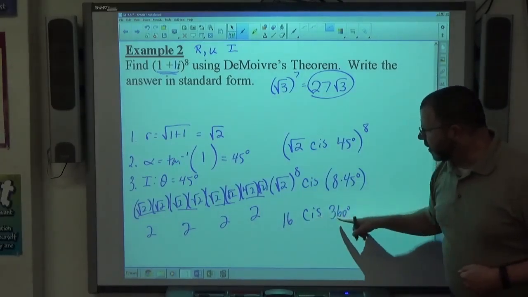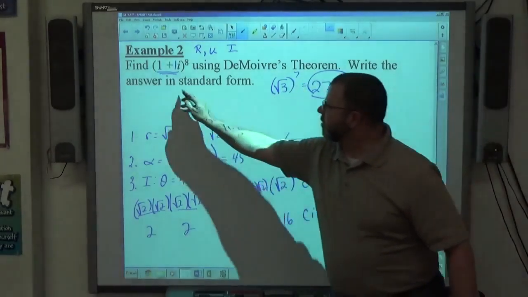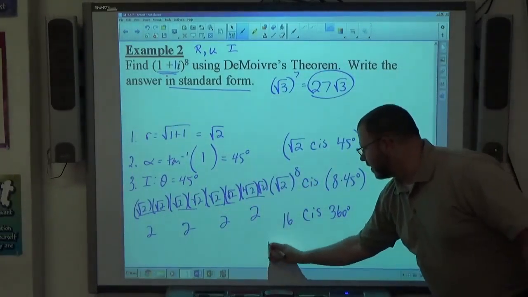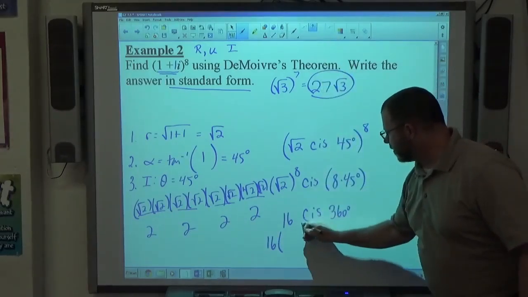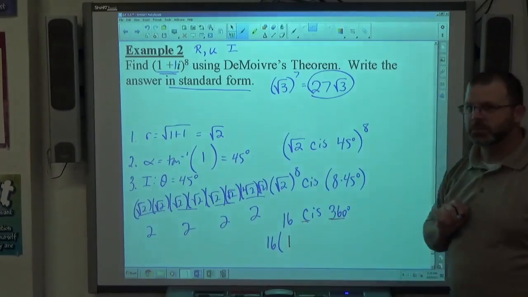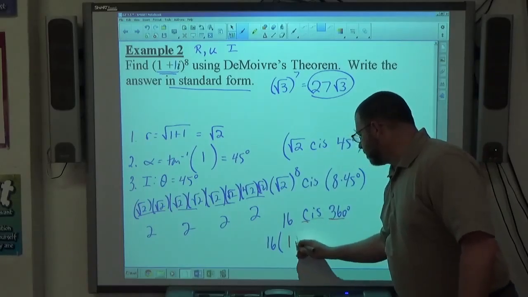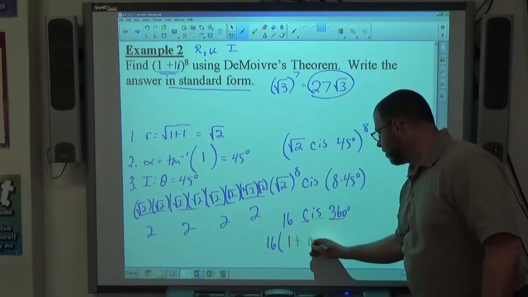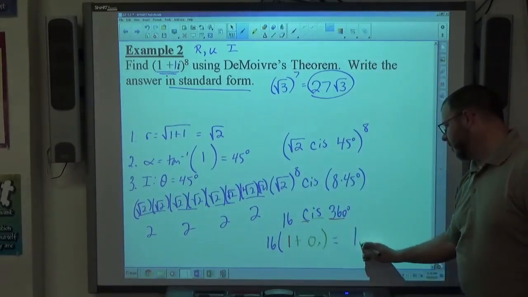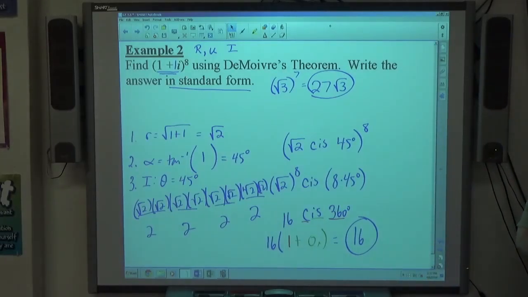So 16 cis 360 is the product of all that. So (1 + i) to the 8th is just this. We want the answer in standard form. So again, the final step then is to create standard form out of this. That's 16 times, again, cis means cosine of 360, which is 1. Cosine of 360 is 1. Plus i sine of 360, the sine of 360 is 0 times i. Then if I distribute, I'm just going to get 16. So (1 + i) to the 8th power equals 16.